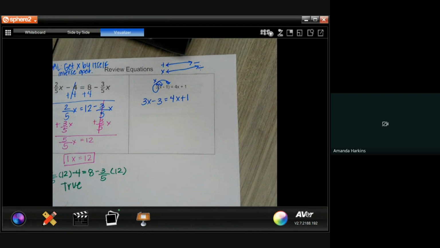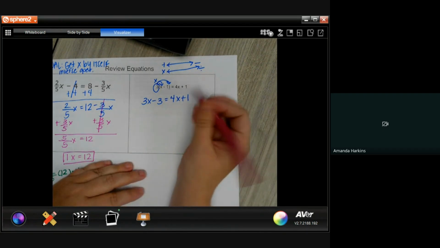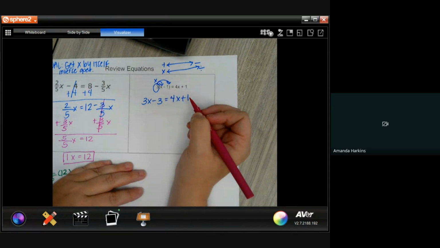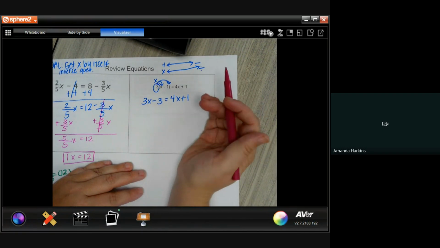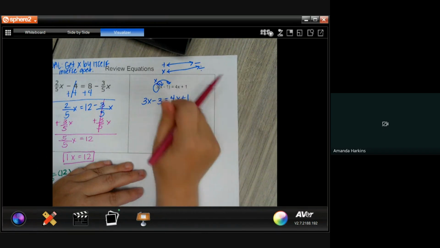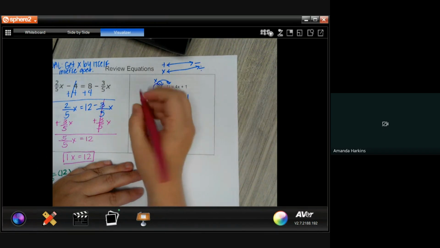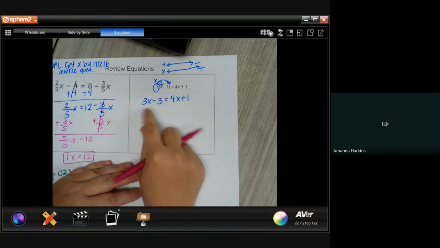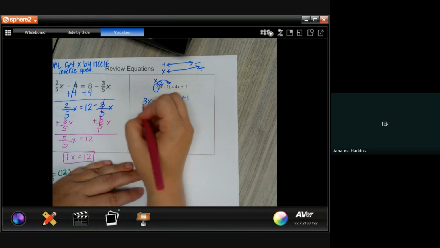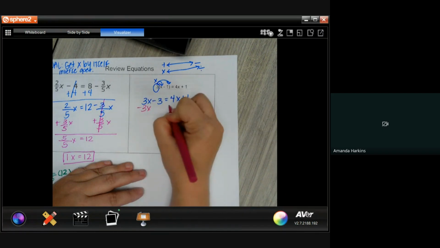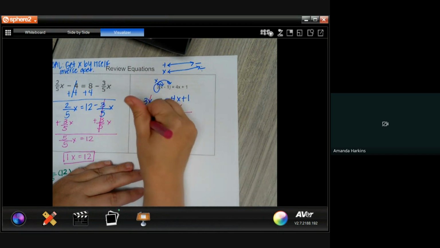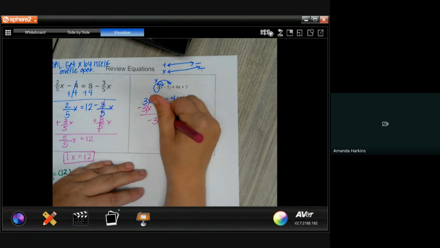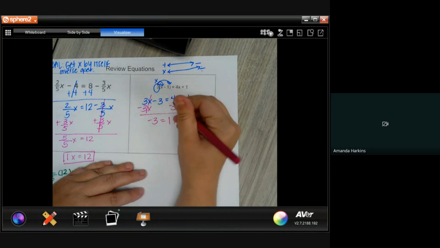Now, I can either combine my constants or my variables first. It doesn't matter which one you do. So I'm going to go ahead and move my x. So what looks smaller, 3 or 4? That would be 3, so I'm going to move that one first. My 3x's zero out, so now I have -3 equals 1x plus 1, because 4 minus 3 gets me 1.